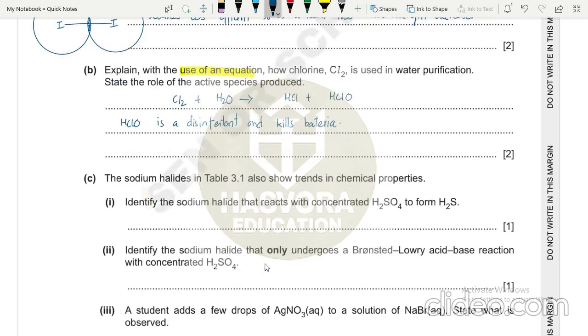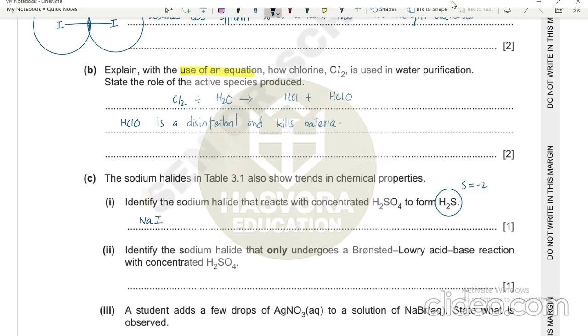The sodium halides in Table 3.1 show the trend in chemical properties. Identify a sodium halide that reacts with concentrated H2SO4 to form H2S. Now this, you should remember that there is only one sodium halide that can reduce the concentrated H2SO4 to H2S, the lowest oxidation state possible for the sulfur, which is -2. So this is sodium iodide. The iodide has this much reducing ability to reduce the H2SO4 to H2S.